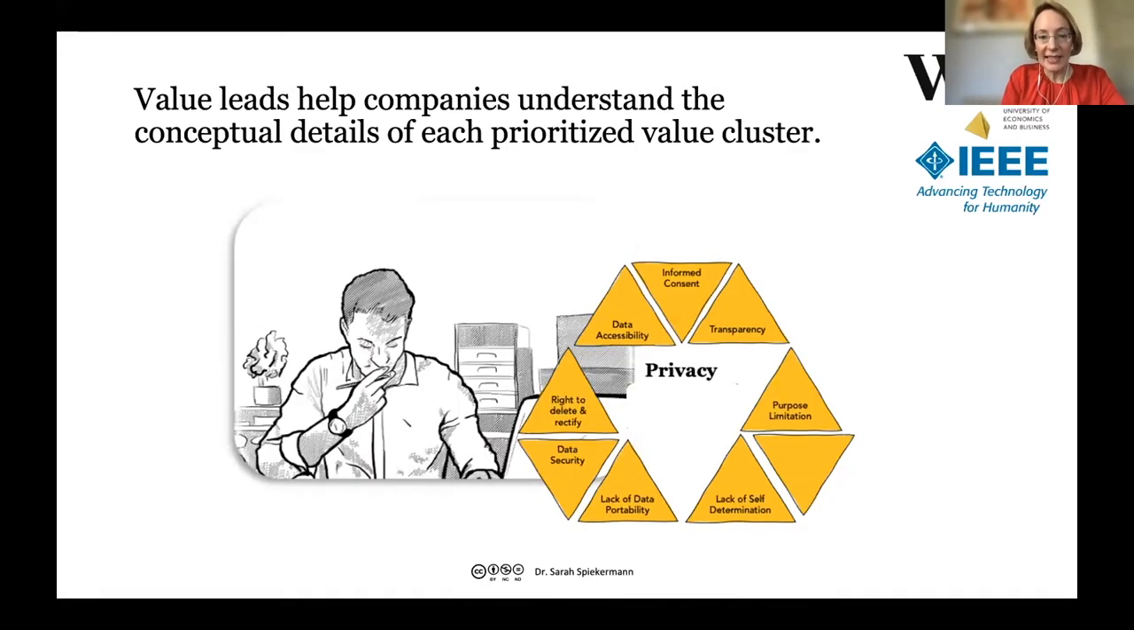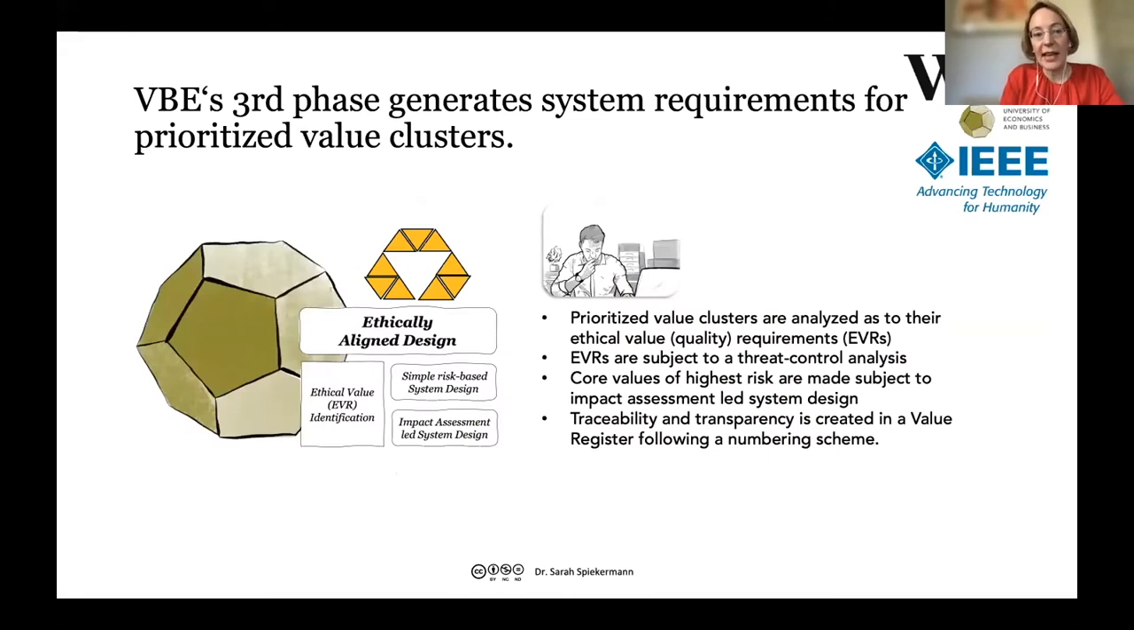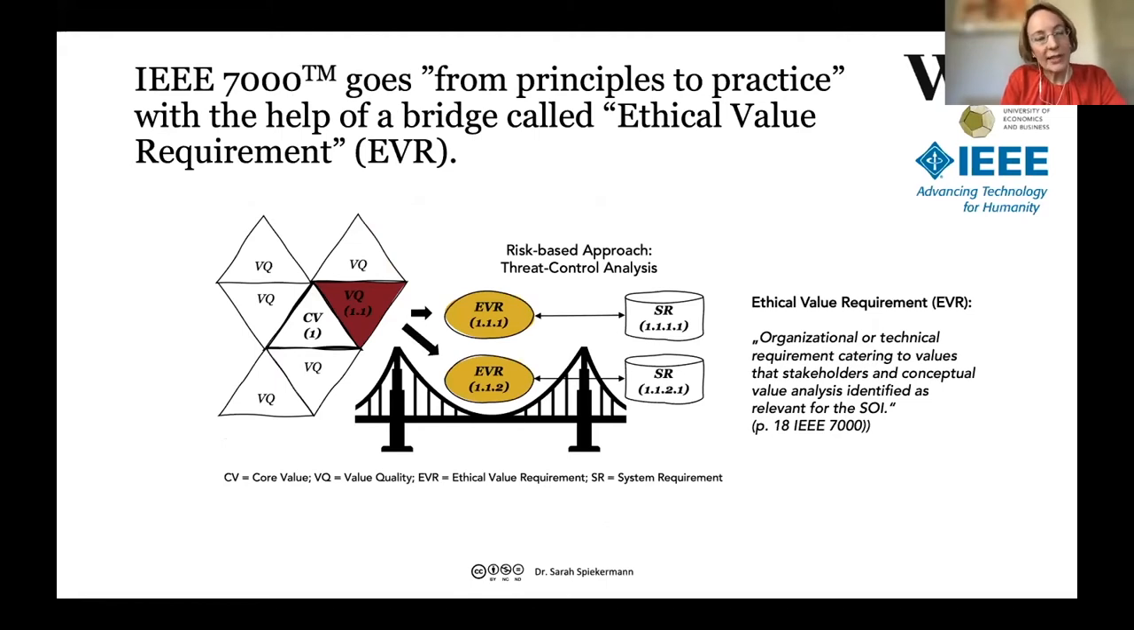Okay, so once that is done, we go into ethically aligned design. And in ethically aligned design, the P7000 standard actually developed something completely new, a construct called ethical value requirement. So from these value issues that we see and from the value clusters that we want to cater to as a company, we translate those into ethical value quality requirements. These are defined as follows: organizational or technical requirements catering to values that stakeholders and conceptual value analysis identified as relevant for the system of interest.